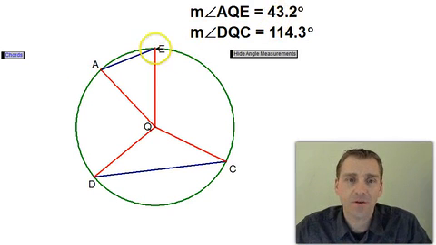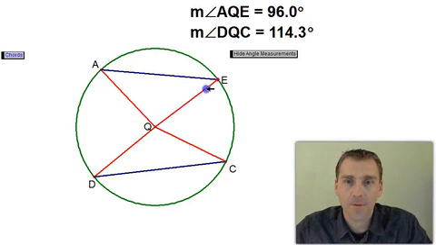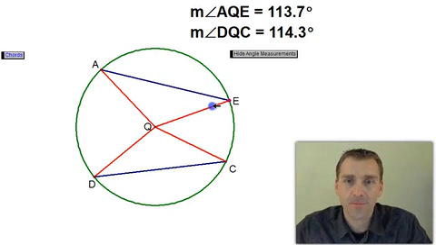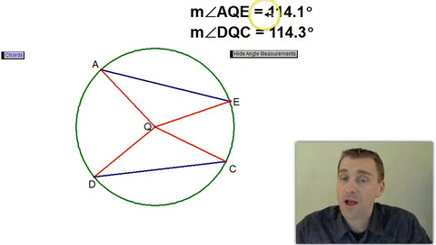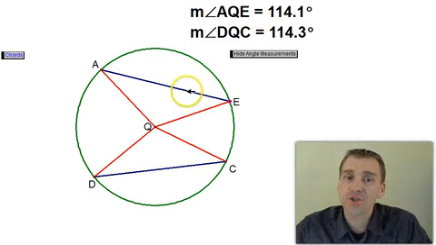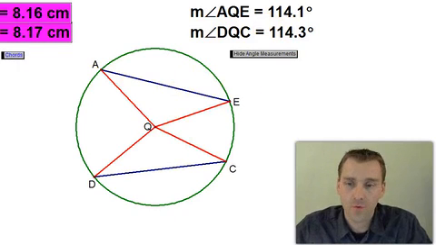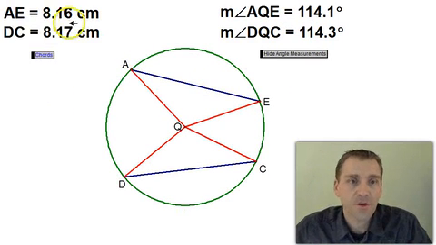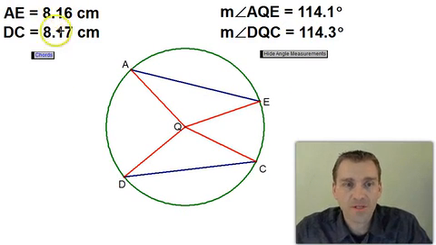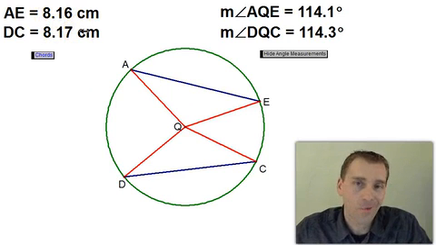Let's make this central angle really, really big. Let's make it exactly the same. Hopefully I can do it. We'll make it 114.3. They're not quite the same. Let me show you the chord lengths. They look pretty close to the same, they look congruent. But check this out. That's 8.16. That's 8.17. Not quite congruent.